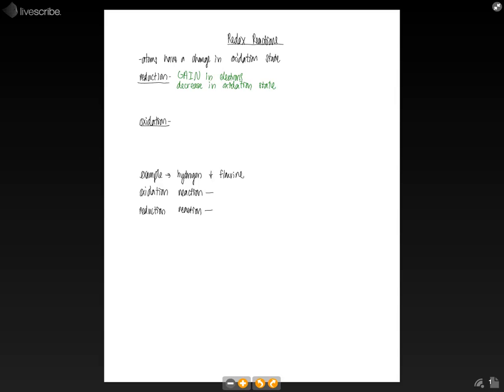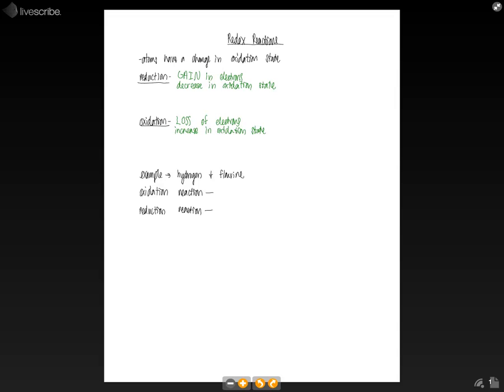And the oxidation part is a loss of electrons. We can also say that this is an increase in oxidation state.